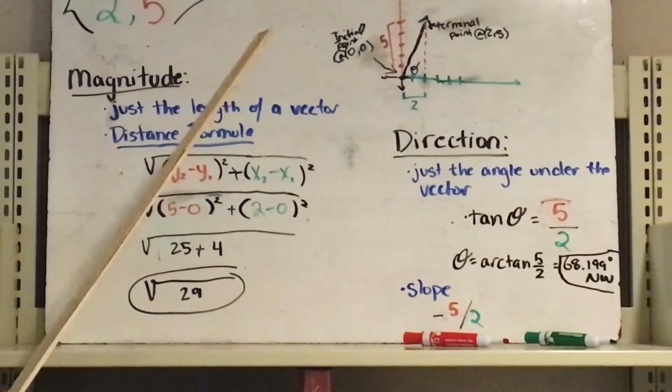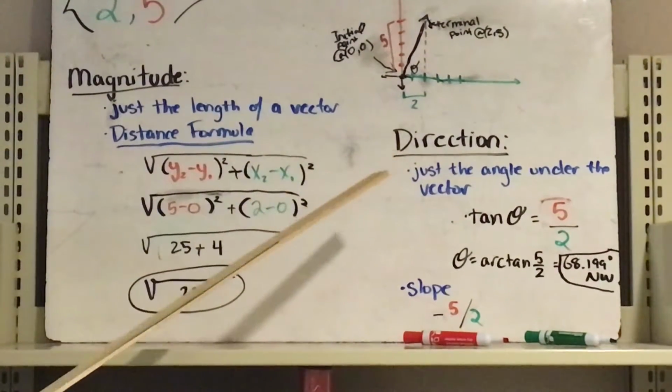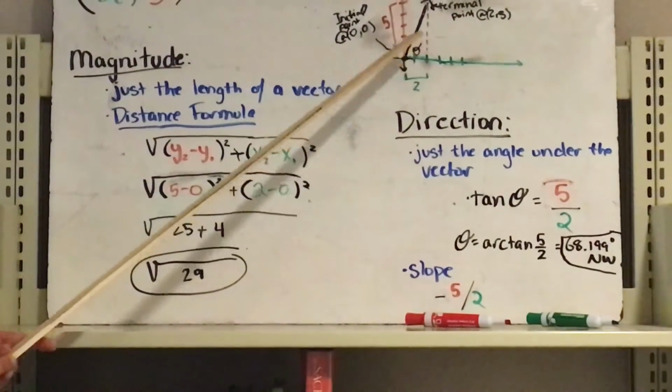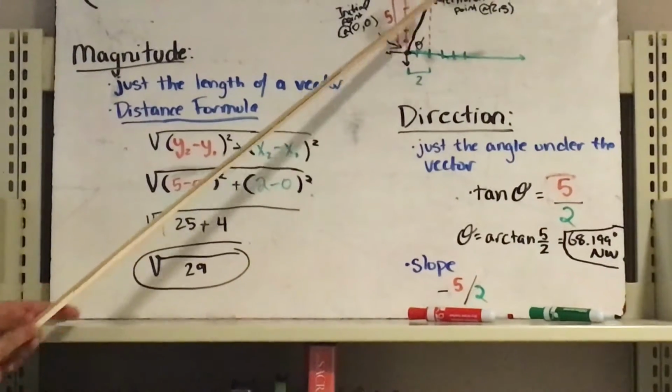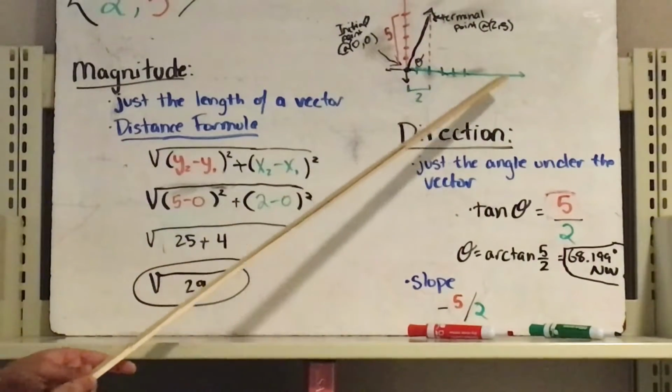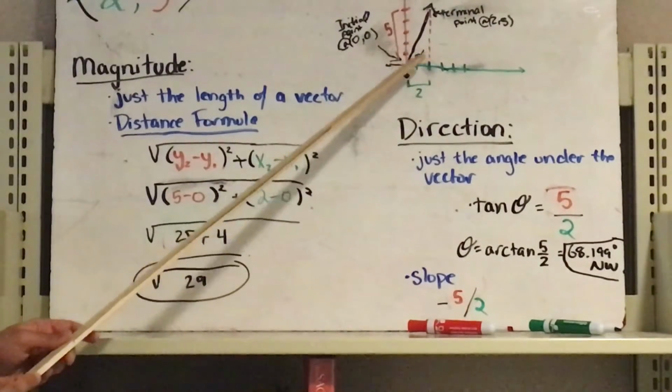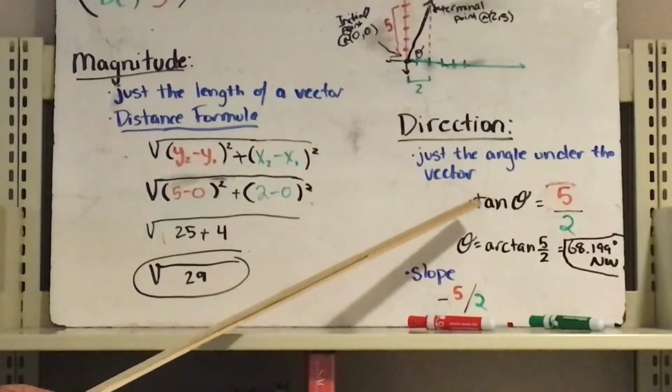Okay, let's talk about the direction. How we find the direction is just the angle underneath the vector. We can see a little theta sign here. If we think of this vector as a line, and then the x-axis as the thing that's covering the other side of the angle, then this theta value is the direction. So how would we find that theta value?